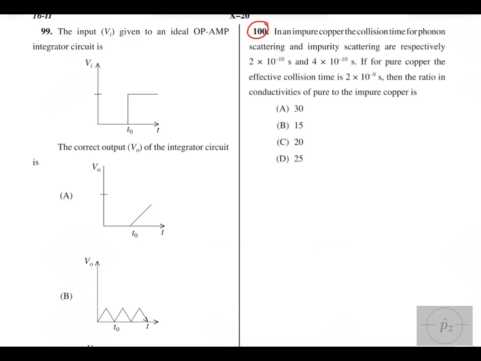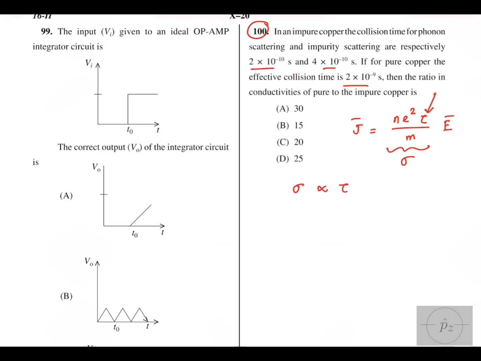Problem 100. In an impure copper, the collision times for phonon scattering and impurity scattering are respectively this and this. If for pure copper the effective collision time is this, then the ratio of conductivities of pure to the impure copper is. Recall from the Drude model, the current density J is given by N e squared tau divided by m times E. This tau is the collision time, and this is essentially the conductivity. So sigma, conductivity, is proportional to tau, the collision time.